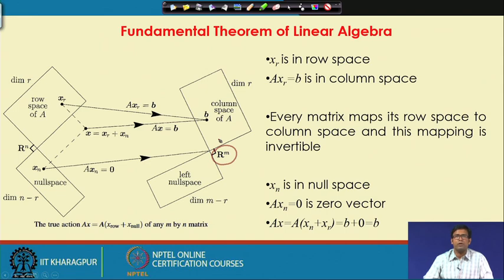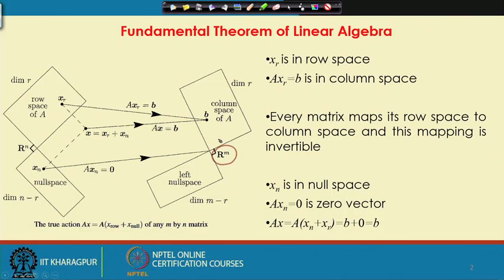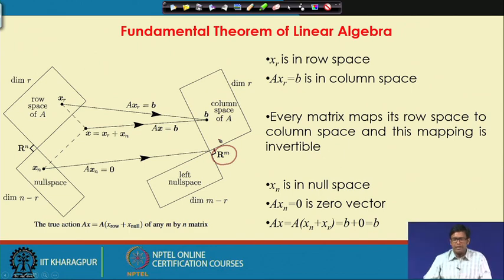In case m is equal to r, the left null space is only the 0 vector. Otherwise there can be something in the left null space which does not lie in the column space, and therefore, if we get a b which is lying in the left null space, we cannot solve Ax is equal to b. So, one important observation is that every matrix maps its row space to its column space, and this mapping is invertible.